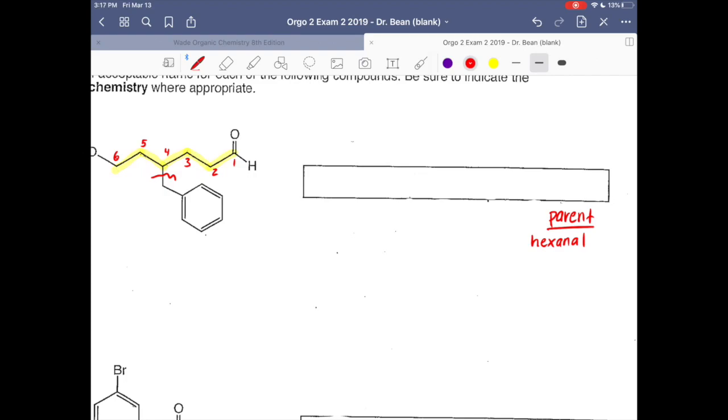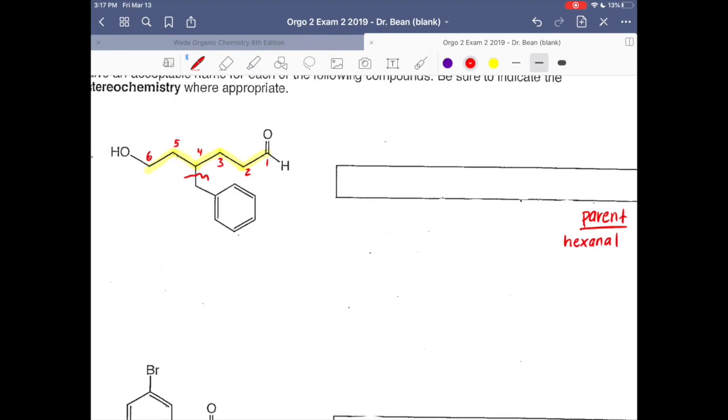And with the aldehydes, if it's a part of your parent, do we have to put the number 1 in front? Your answer should be no, because it's implied that an aldehyde is at the end of the molecule, right? It's at the end of the parent chain. So for that reason, we don't have to put 1-hexanal. We can just write hexanal and we're good to go. All right? And now let's account for our substituents, okay?